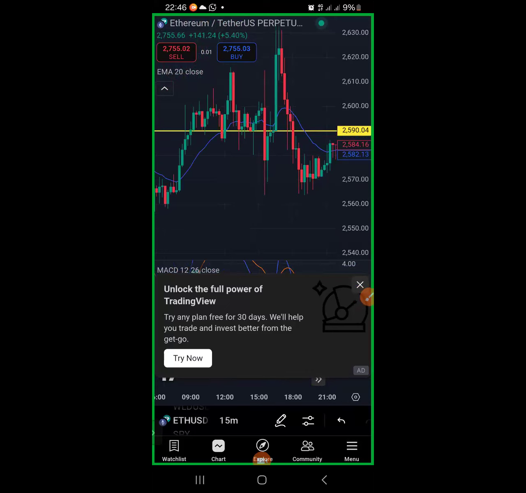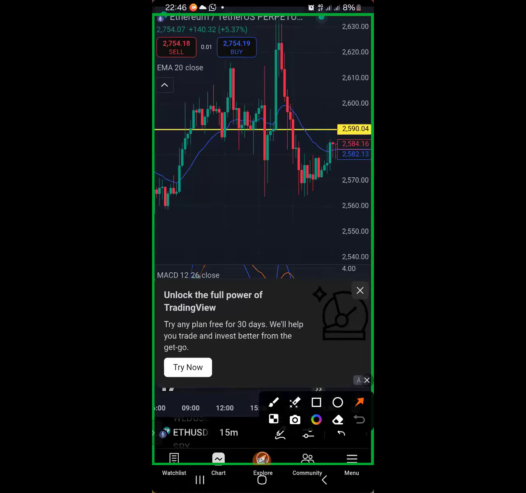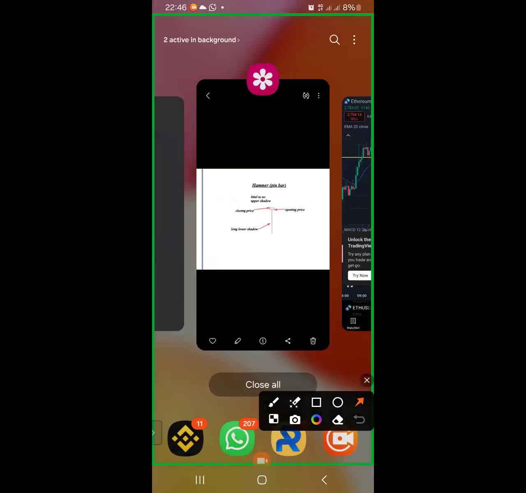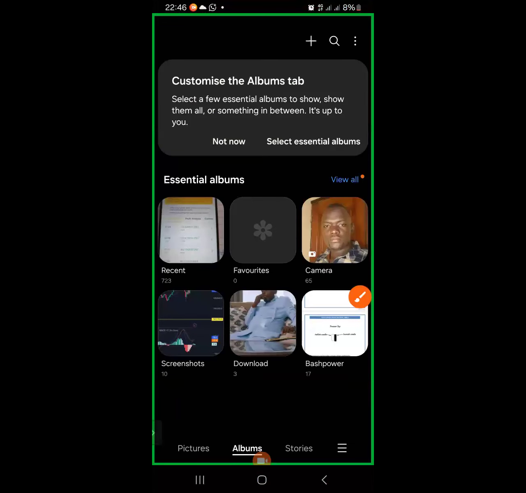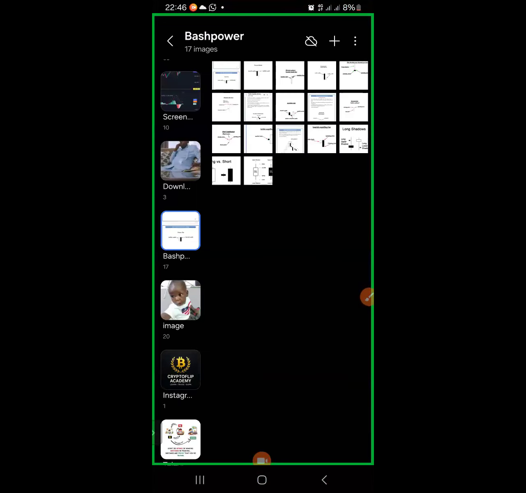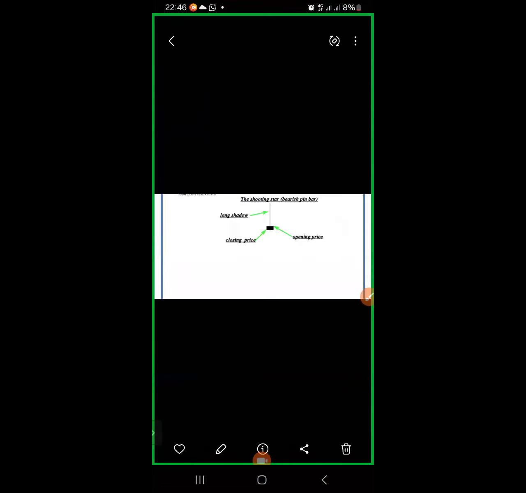On the pin bar, we have what we call a shooting star. This is a bearish version of a pin bar. It's called a shooting star, and its formation is formed with a long upper tail. A shooting star has a long upper tail.